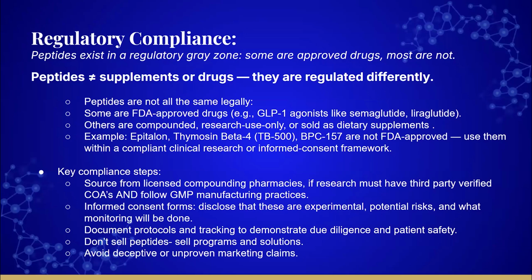Regulatory compliance: peptides are not supplements. They are not drugs. They are regulated differently. And two years ago, a bunch of them were recategorized, and it got things really messy because they're not all the same. Some are FDA approved drugs like your GLPs, like semaglutide, like tesamorelin, for example. Others are compounded. Some are for research use only, and some are sold as dietary supplements. This is what we call the gray zone.